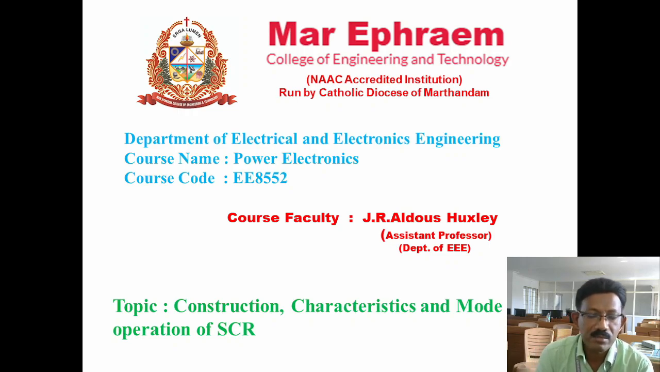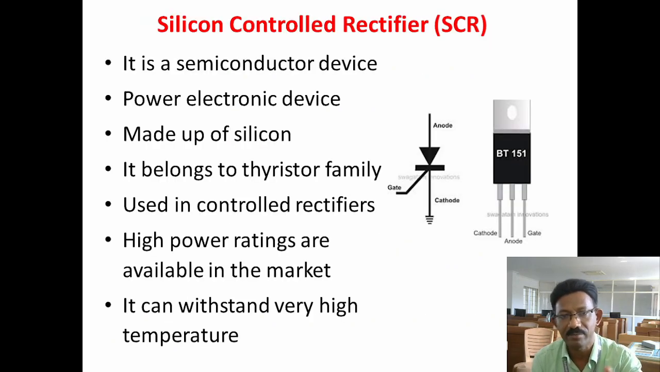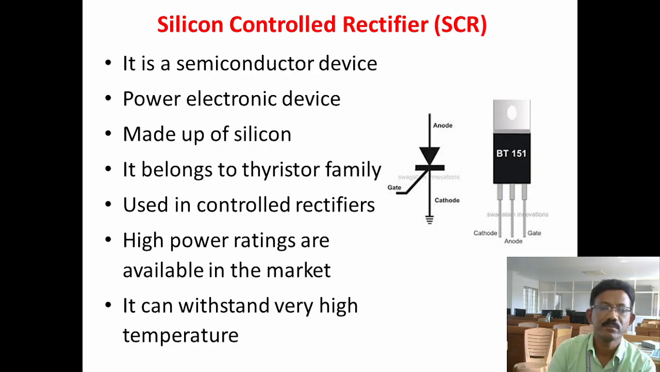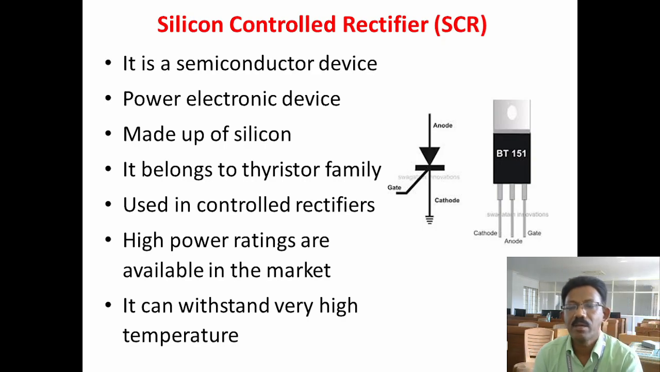So let us discuss the construction, characteristics and mode of operation of SCR. SCR is nothing but silicon controlled rectifier. It's a three-terminal power electronic switching device. It is made up of silicon, that is why it is called silicon controlled rectifier. It is used to make controlled rectifiers. Main application is controlled rectification, so it is called silicon controlled rectifier.